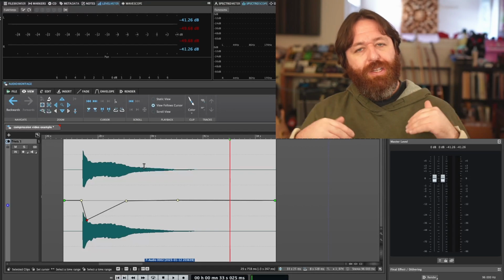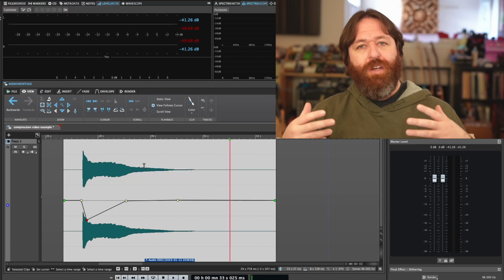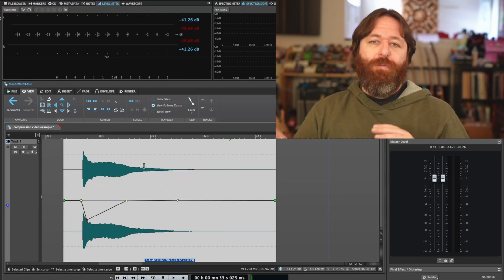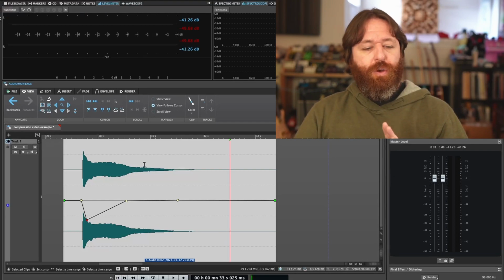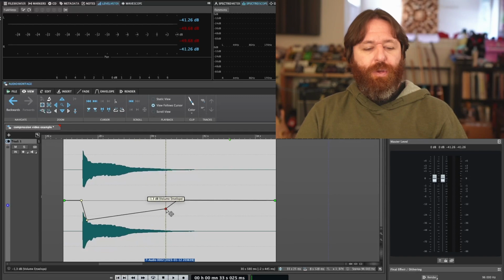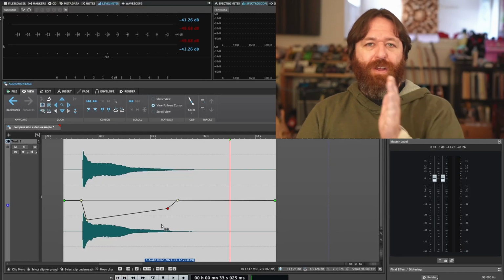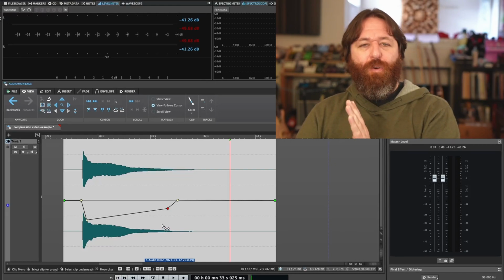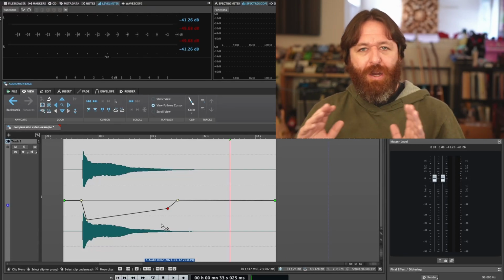Do I have the release of the compressor set so fast that the breaths and everything are popping out? But on the flip side, if the release is too slow, you could accidentally have it so the release is happening here, like this, and if the next word starts around here, then all of a sudden I'm turning down the volume of the next word before it even has a chance to sound like it should. So you get the look-ahead problem again.